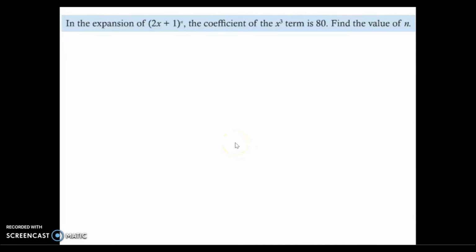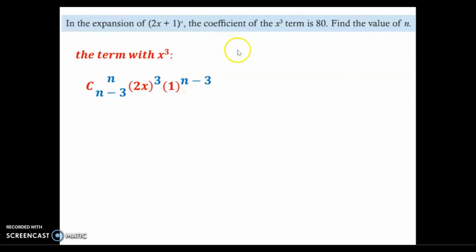There's a few more to go. Here is one. Give this one a try. Let's see if you can come up with this using a similar process as we did in the last one. Okay, the term with x cubed looks like this. We need that to be that. We need this to be n minus 3, and then this is n choose n minus 3, because we're looking for that term, and we know the coefficient is 80 of that one.